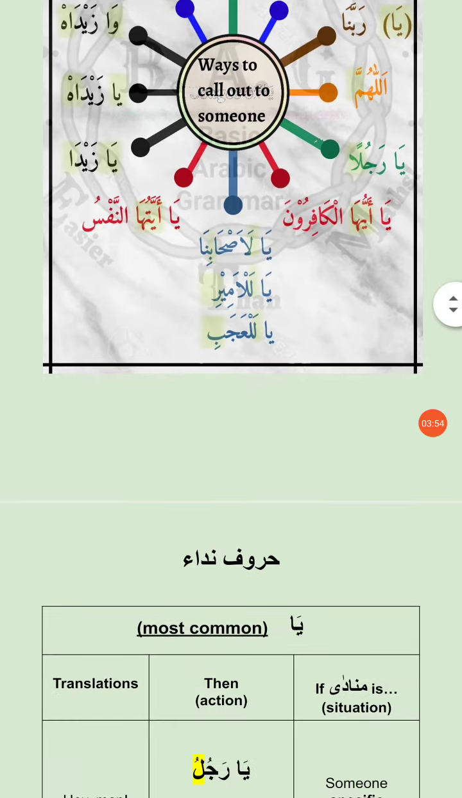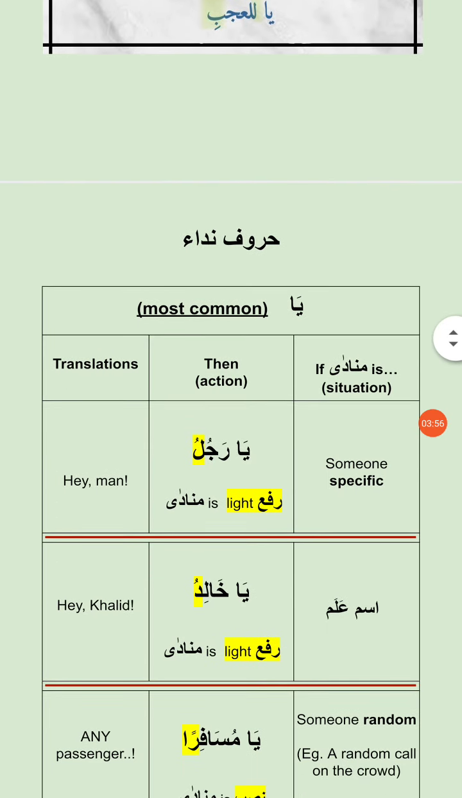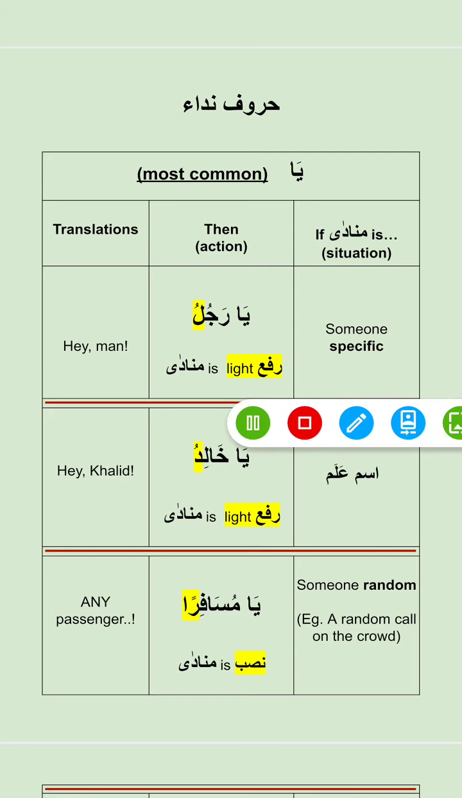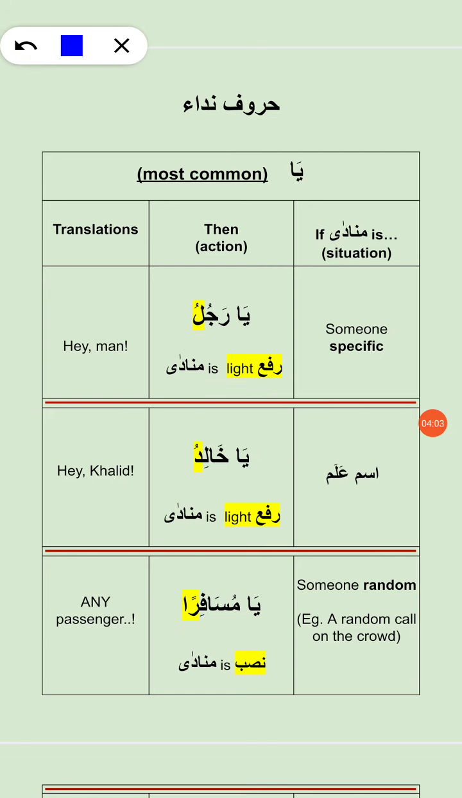Okay, so let's begin. Most common harf nida is ya. Now we're going to study the various situations that arise because of the different kinds of situations that the munada is in. Okay, so it's the munada that dictates the usage of ya, how you're going to use it.